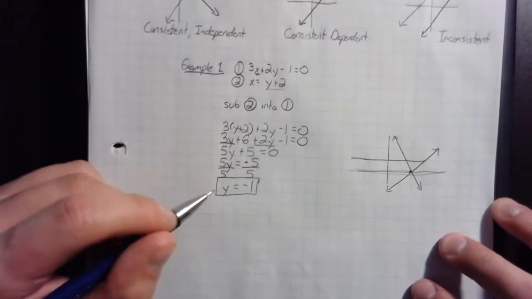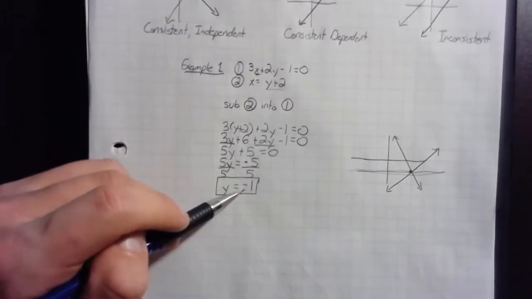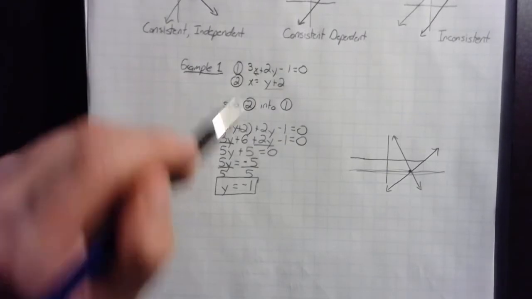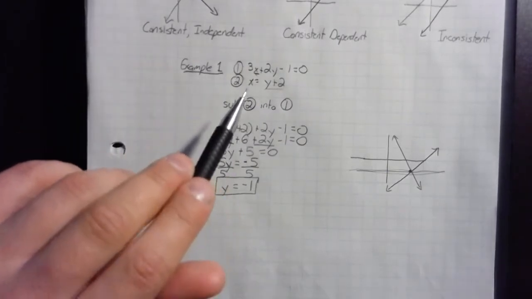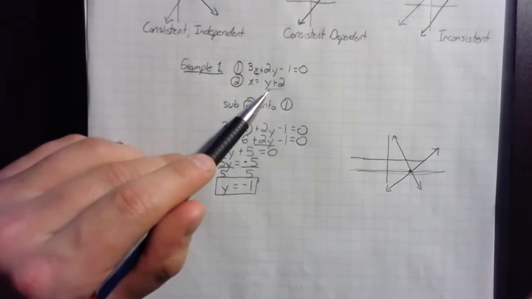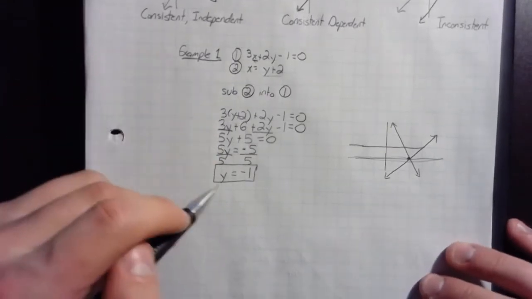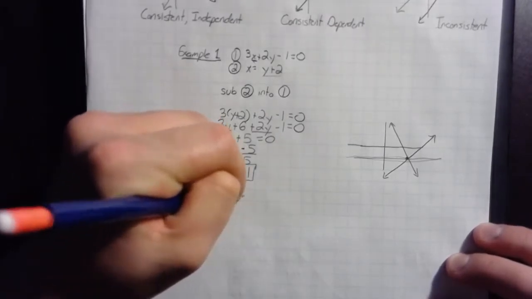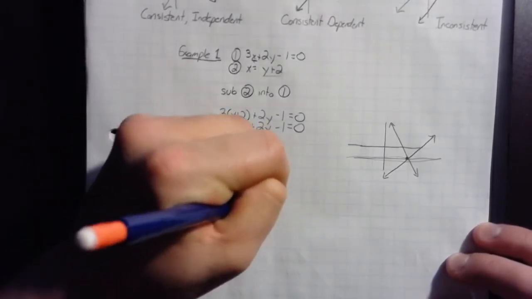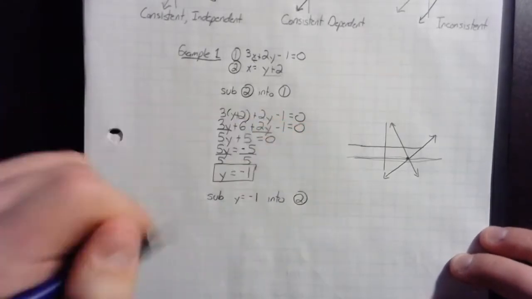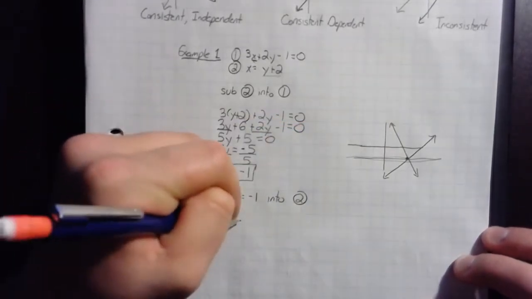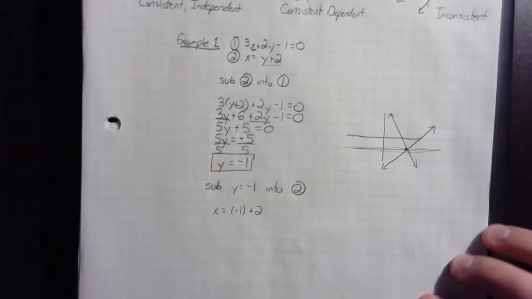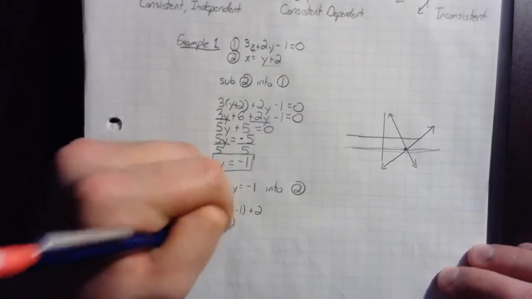So now I need to take y equals negative 1 and sub it into one of my 2 original equations. Now, looking at these 2 equations, number 2 looks a lot easier. So I'm going to sub y equals negative 1 into 2. So I'm going to write this out. Sub y equals negative 1 into 2, and that gives me x equals negative 1 plus 2. Adding my integers, x equals 1.